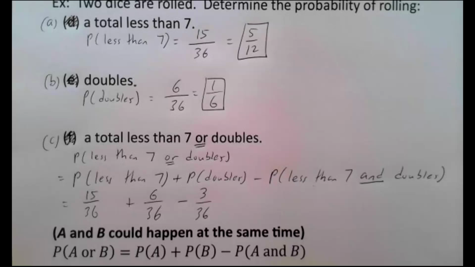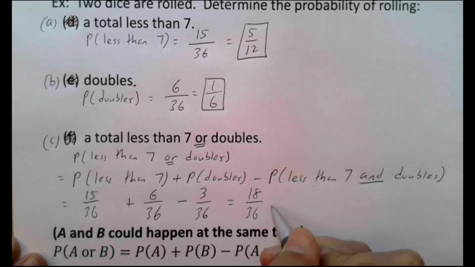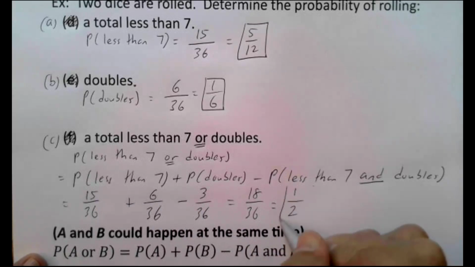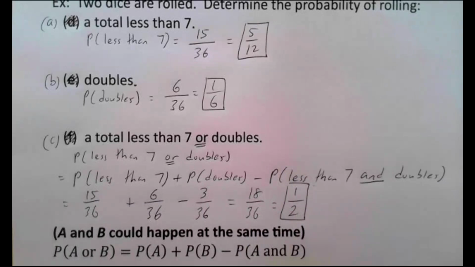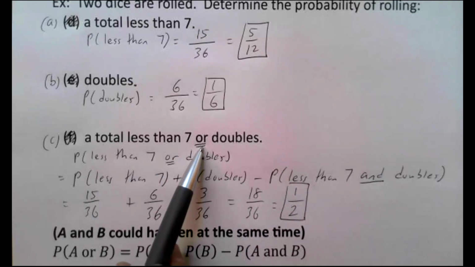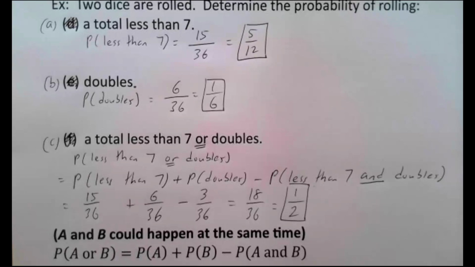So the correct answer is actually 18 out of 36, right? We got that common denominator of 36. 15 plus 6 is 21. Take away 3 is 18. If I divide top and bottom by 18, we end up with 1/2. Got to be very careful about problems where the 2 events could possibly happen at the same time. Those are the hardest type of problem I think that we're looking at here.